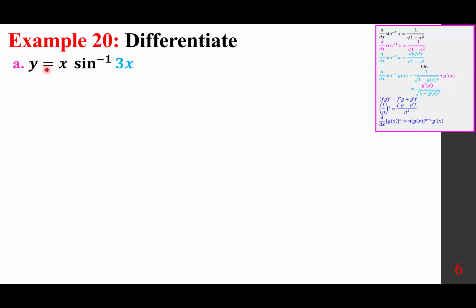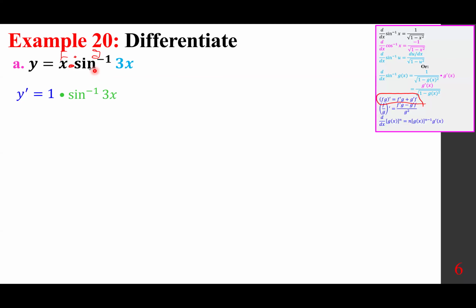Differentiate y equals x times sine inverse of 3x. And so immediately let's put a raised dot here and make it a product. So x, the derivative is 1, times whatever the g is, sine inverse of 3x.